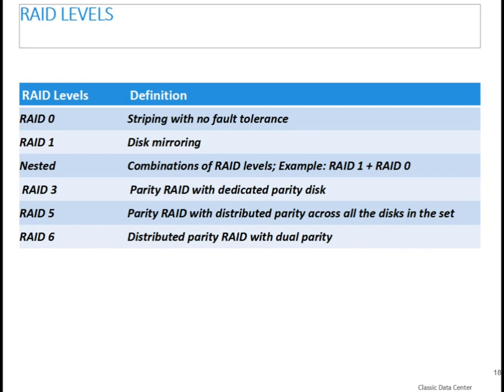Application performance and data availability requirements determine the RAID level selection. These RAID levels are defined on the basis of the RAID techniques implemented. Some RAID levels use one technique, whereas others use a combination of techniques. Commonly used RAID levels are shown in the table.